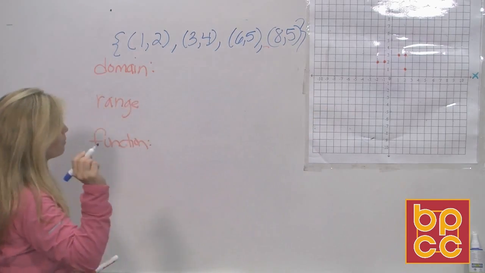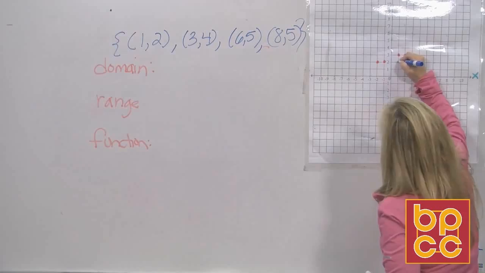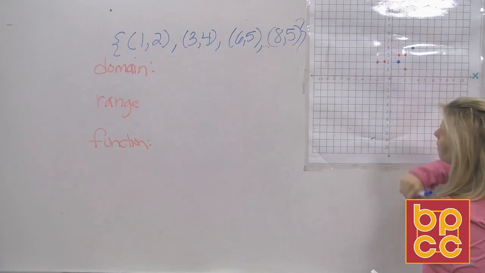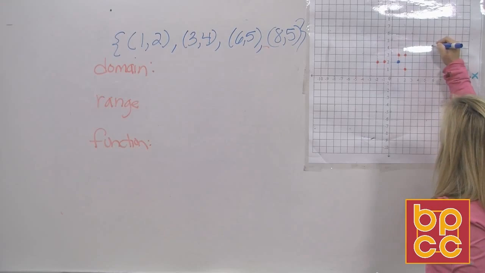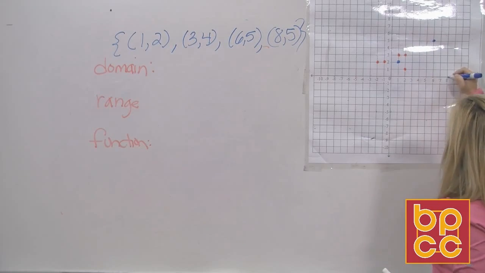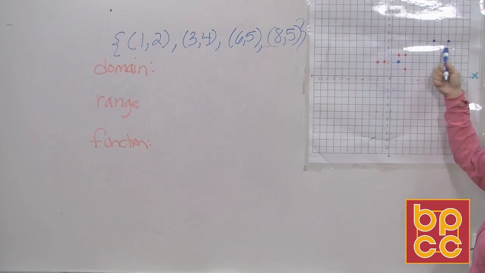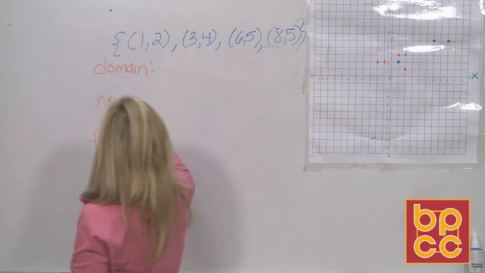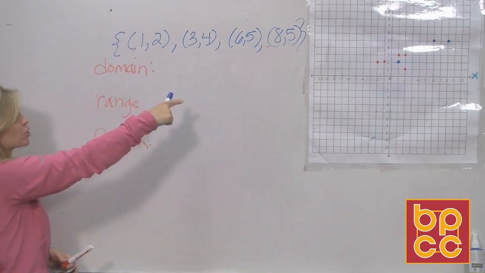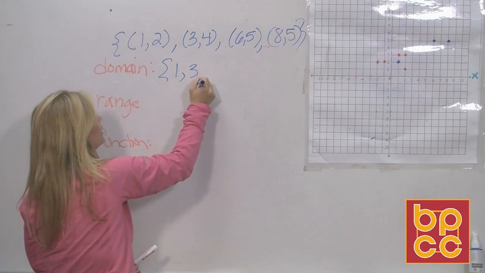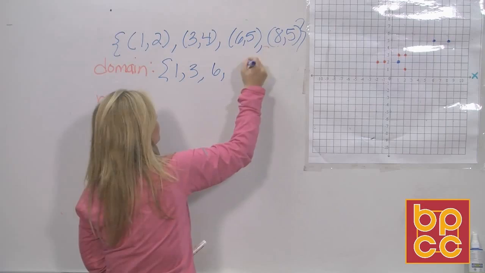And I could draw that out in blue. 1, 2 would be here. 3, 4 would be here. 6, 5 would be here. 8, 5 would be here. So I drew those 4 points in blue. The domain just means the x values. Well, I don't need the picture. I could see the x values. 1, 3, 6, 8.